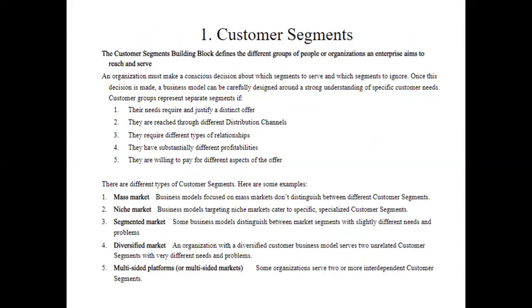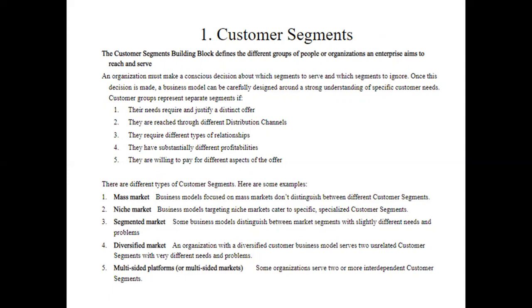So customer segments. The customer segment building block defines the different groups of people an enterprise aims to reach and serve. An organization must make a conscious decision about which segments to serve and which segments to ignore. Once this decision is made, the business model can be carefully designed around a strong understanding of specific customer needs. A customer group represents a separate segment if, one, their needs require and justify a distinct offer.